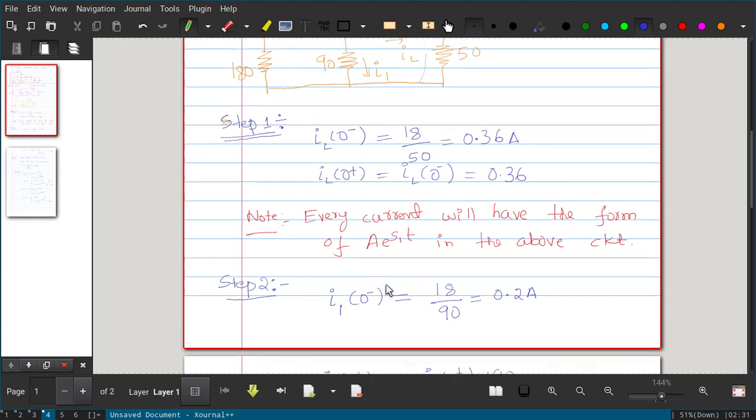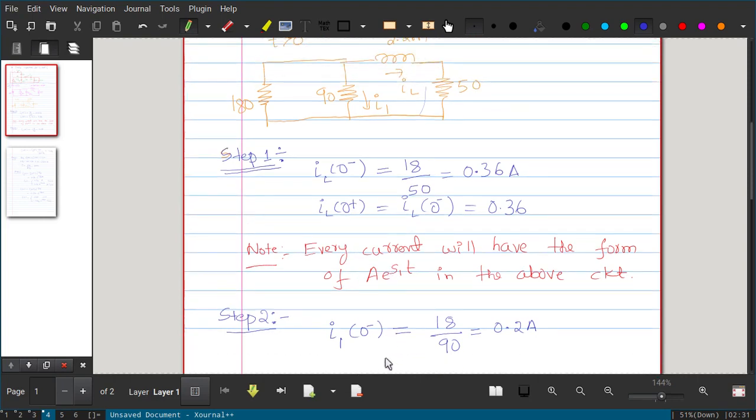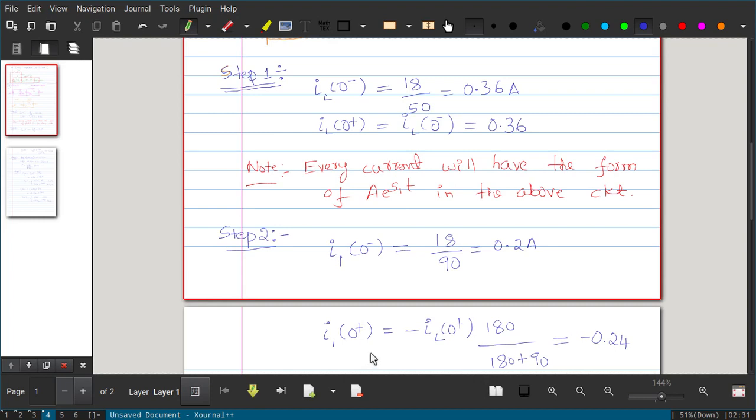But I1 is the current flowing through the resistor. So to calculate I1 of 0 plus, actually we do not need I1 of 0 minus. It is not dependent on the current at 0 minus. I1 of 0 plus can instantaneously change because it's a resistor. But still we will find out all the values.